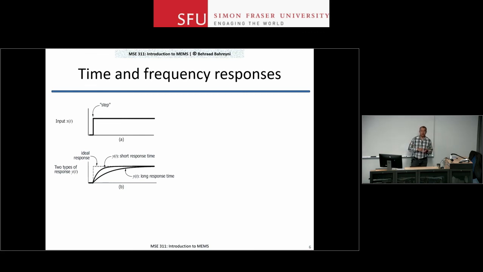So for time and frequency response of transducers, again, we saw that in the dynamics lecture. For a low Q system with high damping, you get this exponential rise at the output, and a slow system takes more time to respond. A fast system does it more quickly.